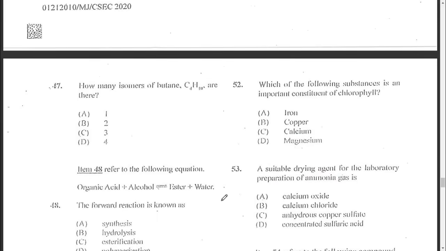47. How many isomers of butane C4H10 are there? There are 2. Isomerism starts at carbon 4, which is 2, carbon 5 would be 3, carbon 6 would be 4, and so on. And this works best for the alkanes.